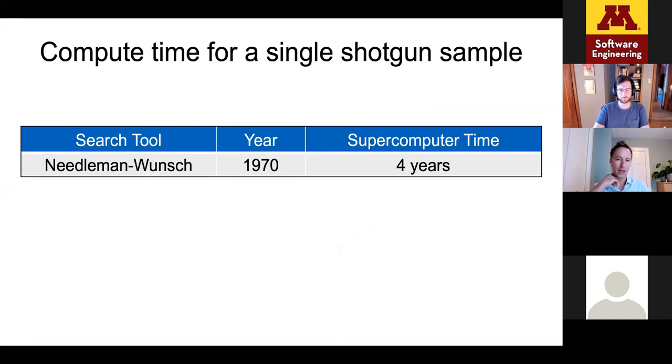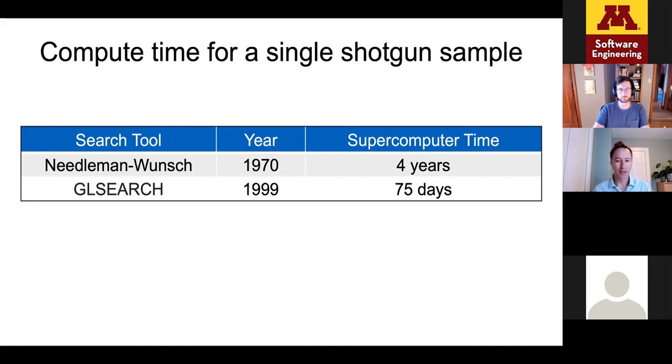If you wanted to find approximate compute time for a single deep whole genome shotgun sequencing sample, using the Needleman-Wunsch optimal algorithm that was published in the 70s, it would take a supercomputer with 100 nodes about 4 years of compute time. So if you did that across 500 samples in a study, now you're looking at 2,000 years of compute time to get optimal results.